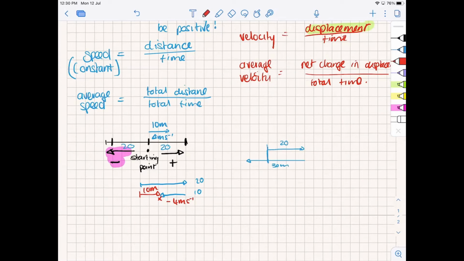Remembering that total displacement has both magnitude and direction. Well, think about how far is he away from the starting position? Well, he's this distance here, isn't he? So he's run 10 meters past the starting point in the opposite direction. So what would his displacement be?